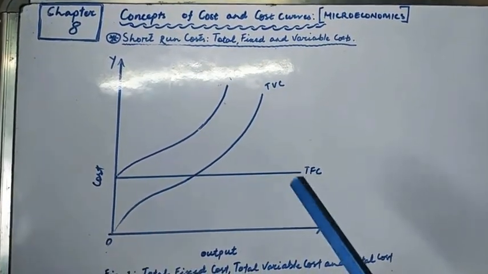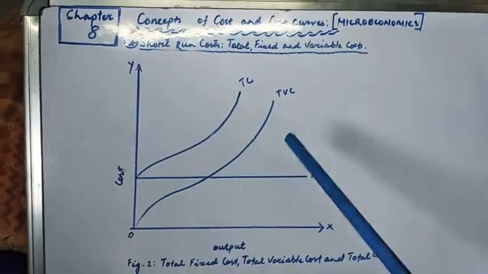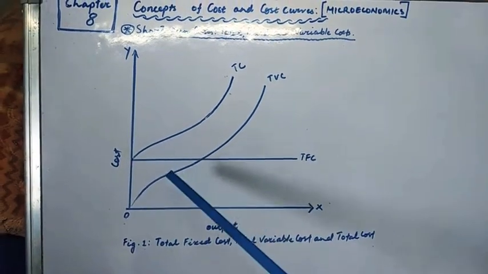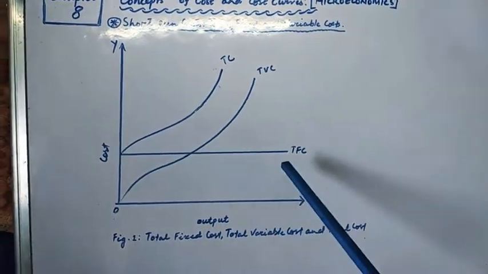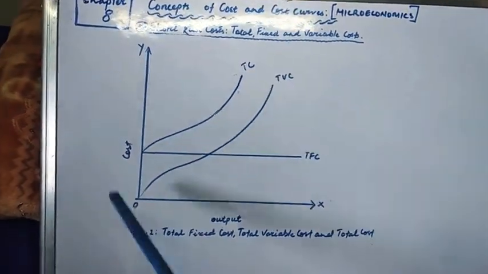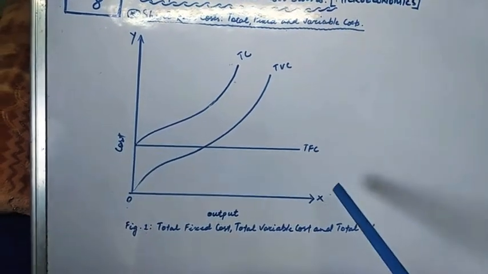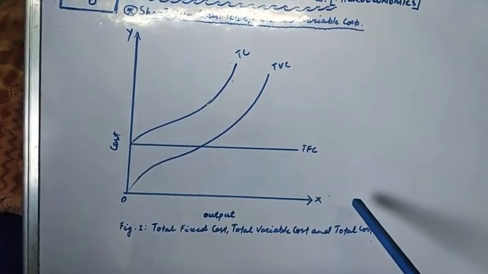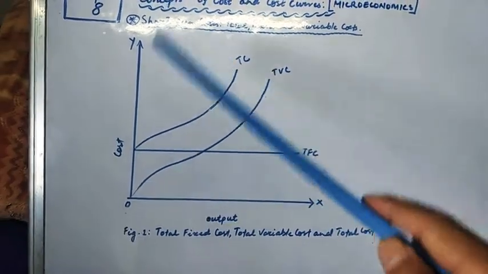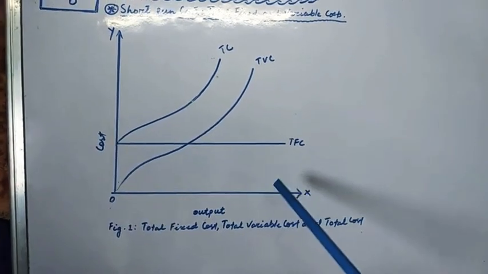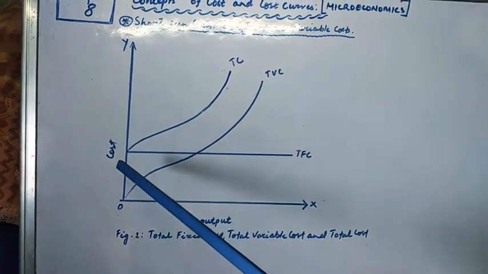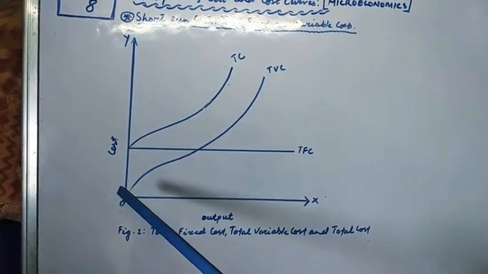So total fixed cost, total variable cost, and total cost are all depicted in this Figure 1. This diagram will show all the different types of costs that we have just discussed. Whenever you write an answer with a diagram, first you have to give the measurements. So on the x-axis we are measuring output, and on the y-axis we are measuring cost, and 0 is the origin.